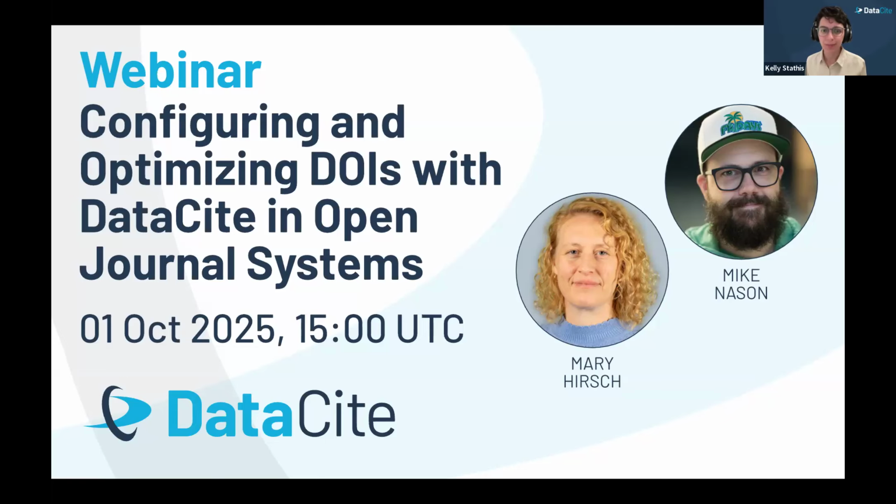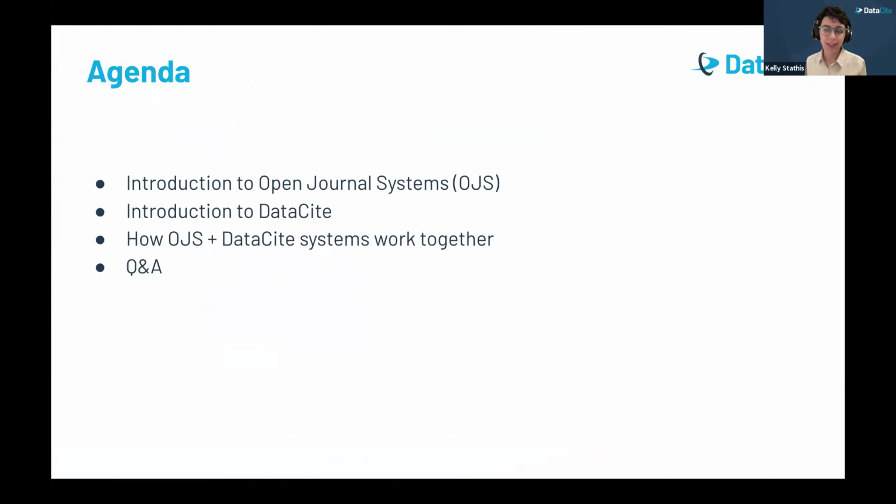So our agenda today, we'll start off with a brief introduction to Open Journal Systems, and then a brief introduction to DataCite and DataCite DOIs. And then we will get into how OJS and DataCite systems can work together. We'll also have plenty of time for Q&A at the end of this session.